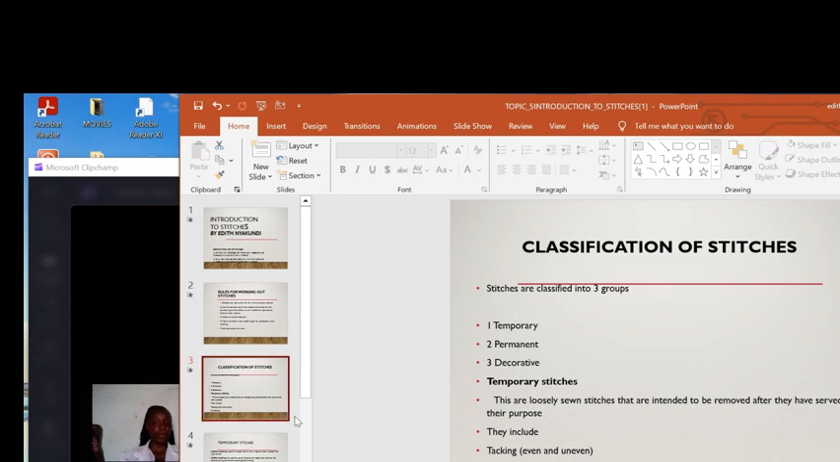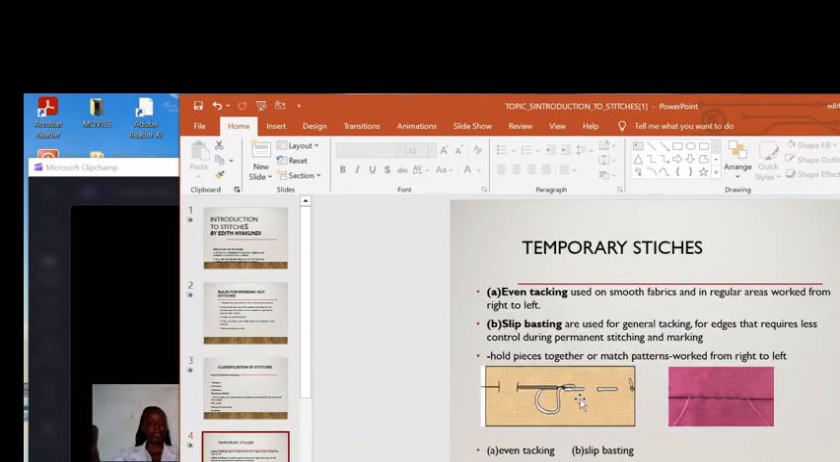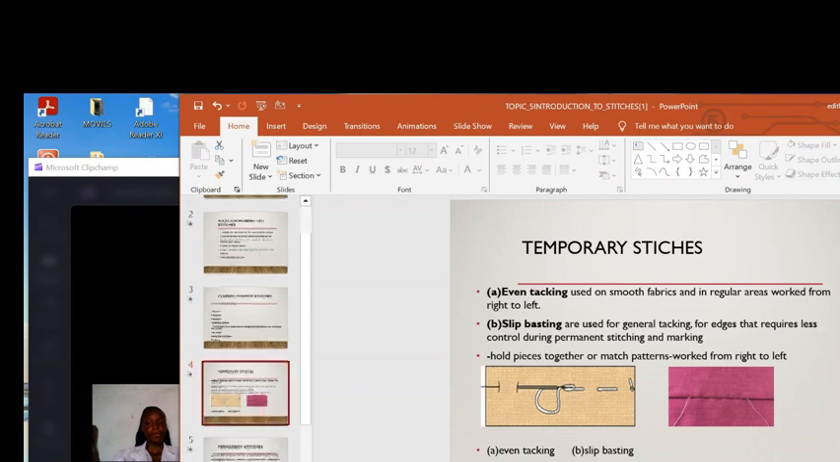Very fast, I go through the temporary stitches. These are loosely sewn stitches that are intended to be removed after they have served their purpose. We gave examples of temporary stitches, whereby we said we have tacking. Under tacking, we gave an example of even and uneven stitch. We also had slip basting. We show those examples. These are examples of even and slip basting.